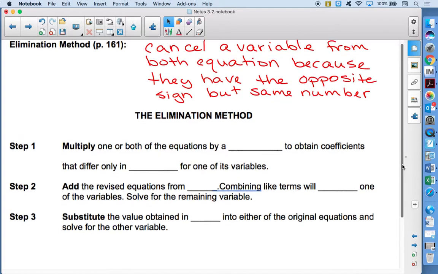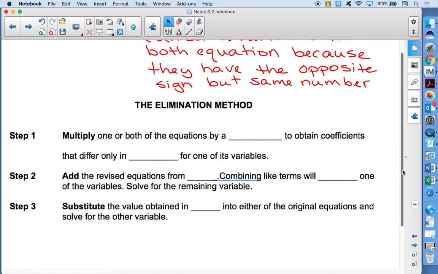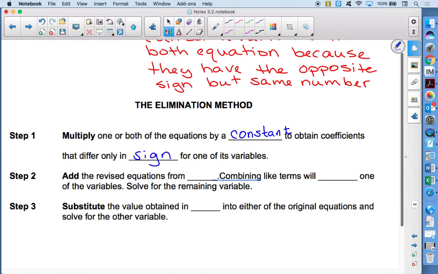So to use the elimination method, you need to multiply one or both of the equations by a constant. A constant is a number. You're multiplying that constant so that you obtain coefficients that differ only in sign. That's the number in front of the variable that we're talking about up here. Add the revised equations from step 1 together. Combining like terms will cancel one of the variables, eliminate one of the variables, get rid of one of the variables, however you want to use that.